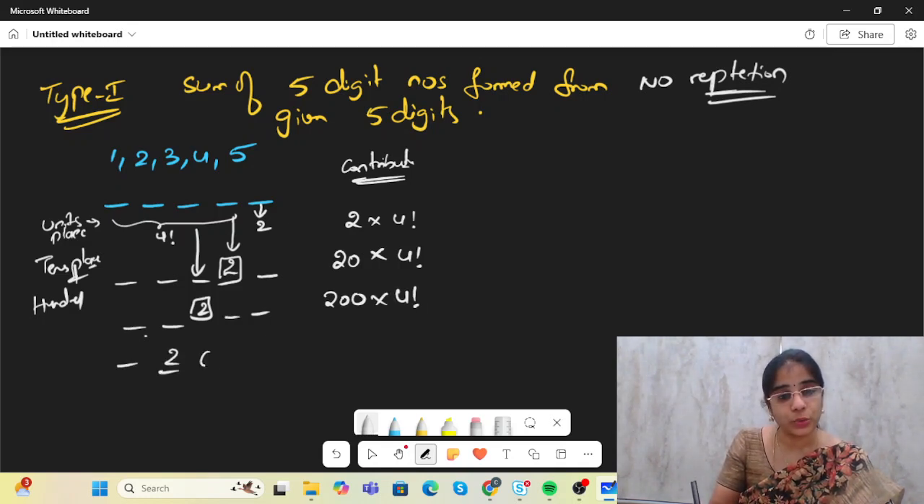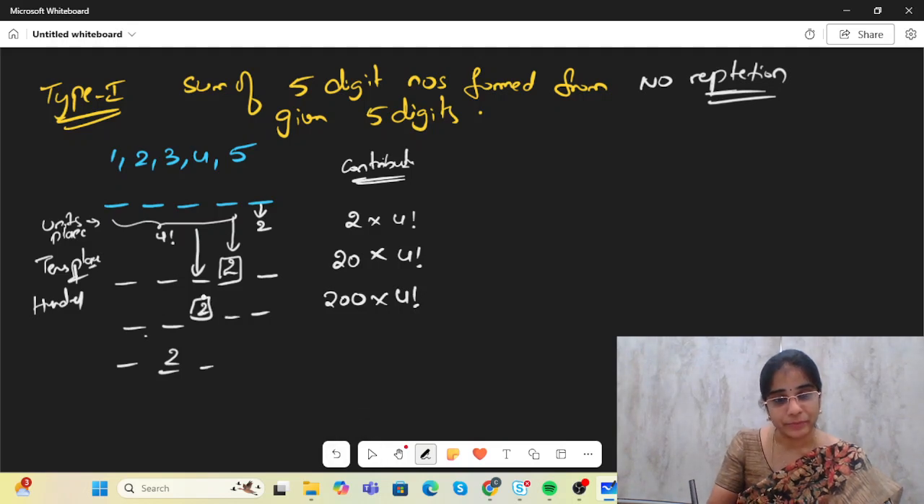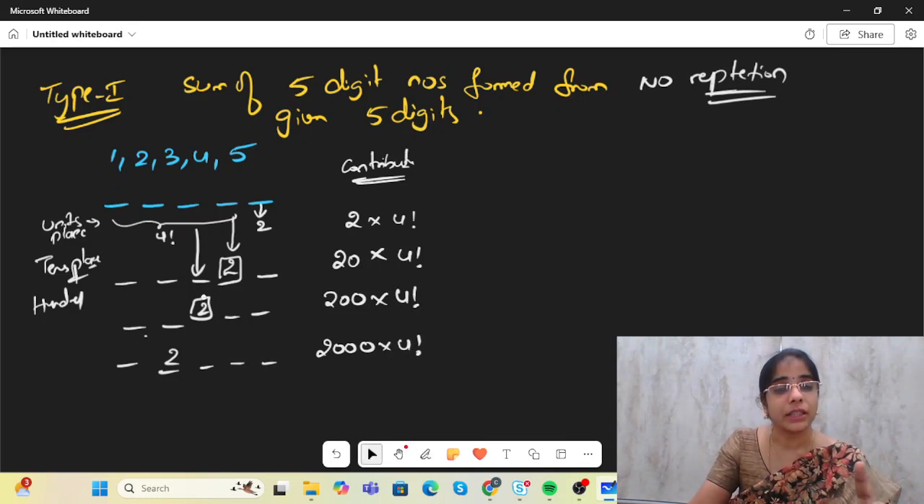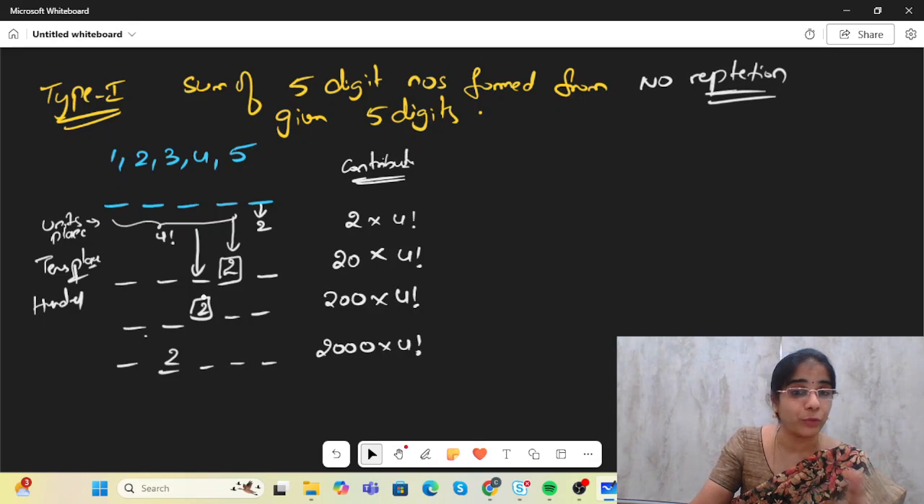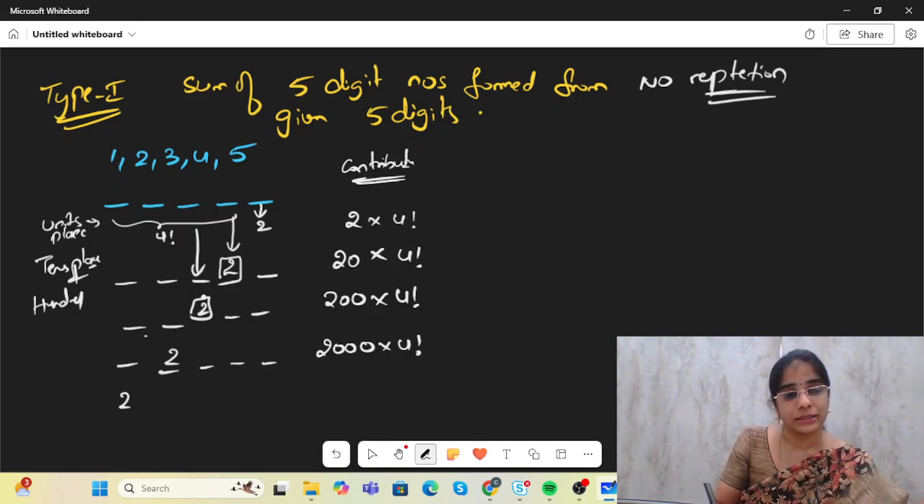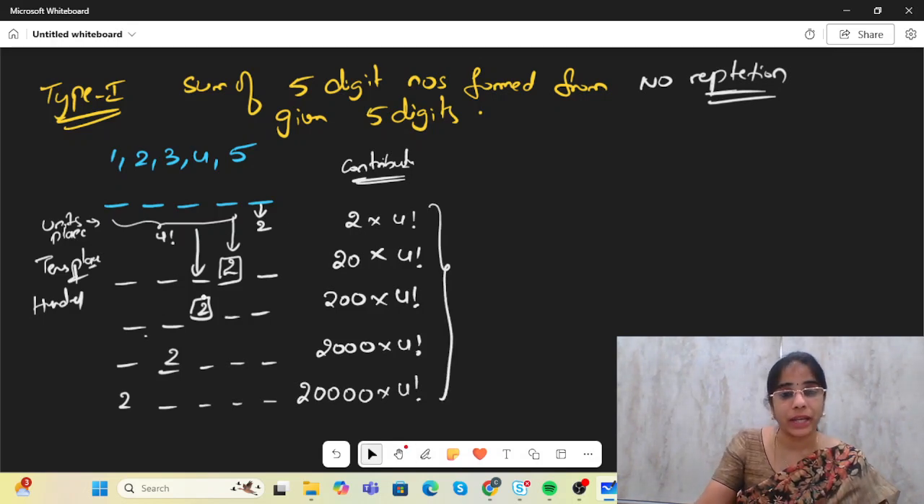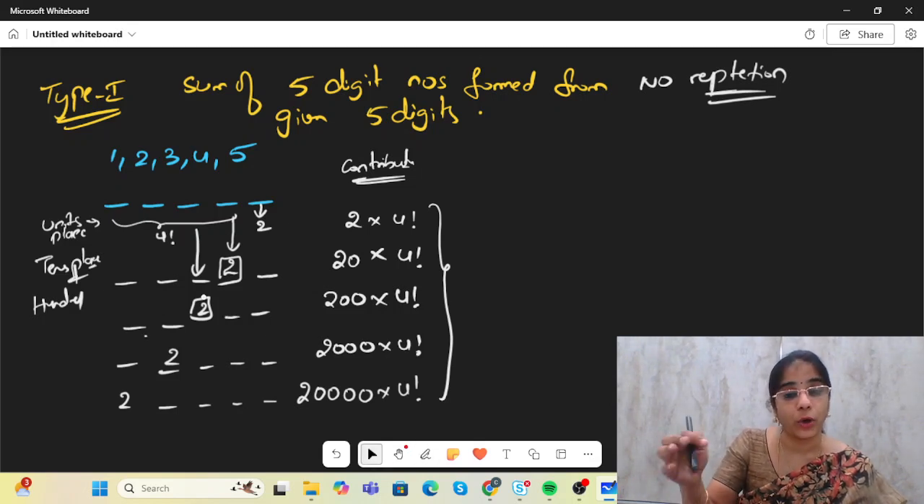The same with 2 in the thousands place, right? That will be my 2000 as the value, and the contribution is 2000 in the place, and we have 4 factorial such numbers, right? Now 2 is in the 10,000 place, so obviously 20,000 into 4 factorial. Now when I am adding all this, how do I add all this? It is just the addition of all this that is my total count of 2's in my given number.